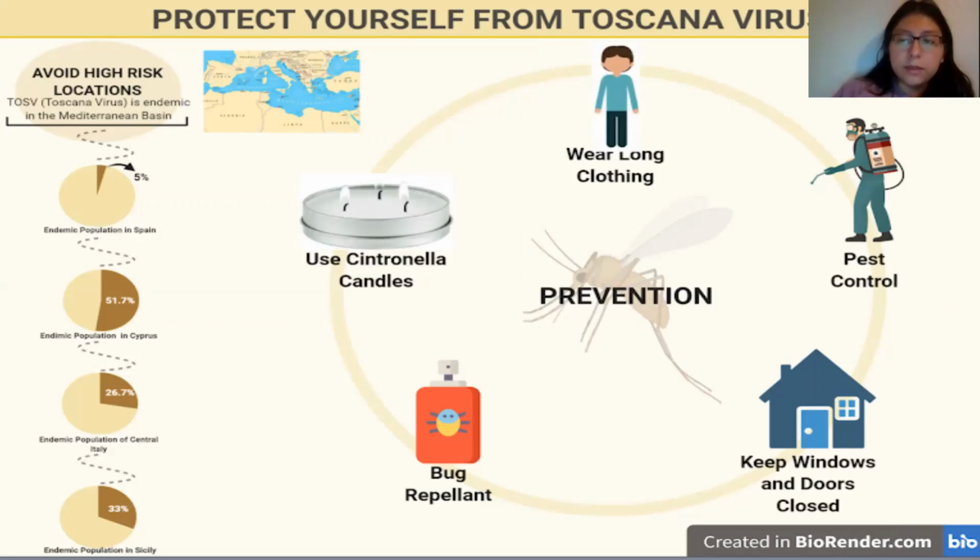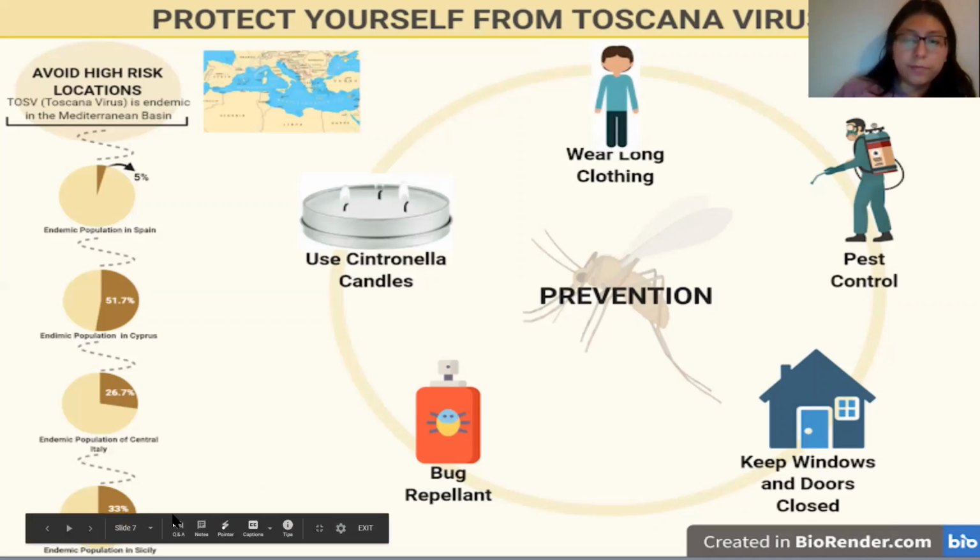More specifically, the countries to avoid are Spain, with the endemic population being of 5%, Cyprus, with an endemic population of 51.7%, Central Italy, with an endemic population of 26.7%, and Sicily, with an endemic population of 33%. These countries should be avoided even more during the summertime, as infection peaks during the summer.